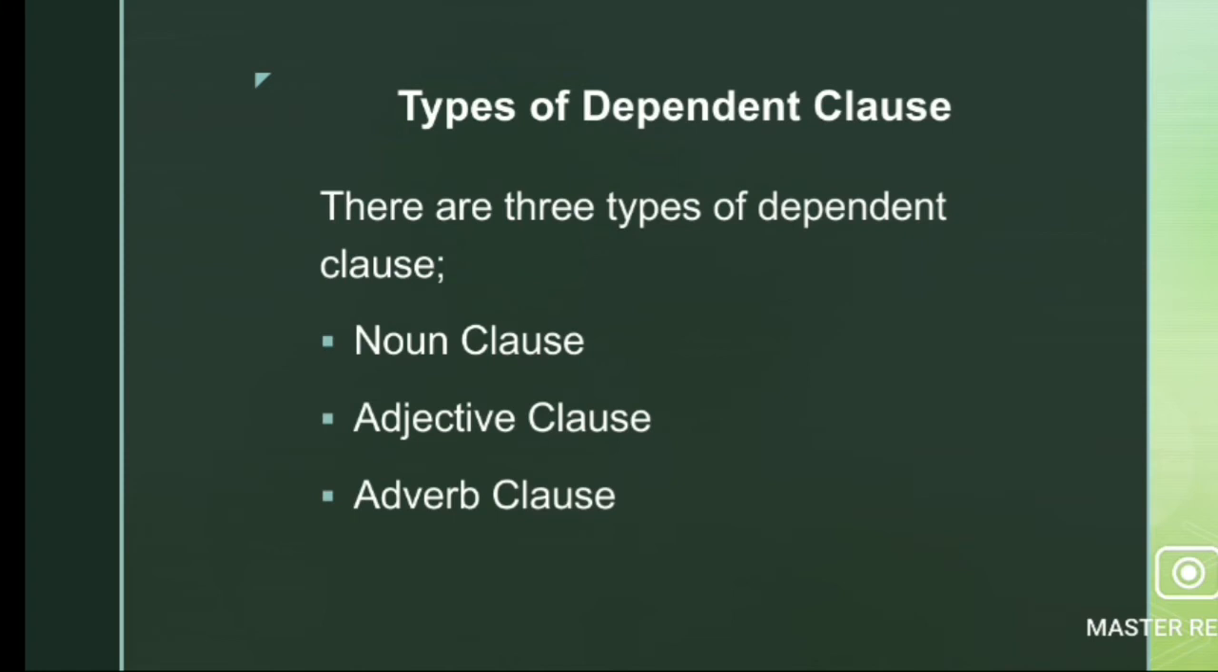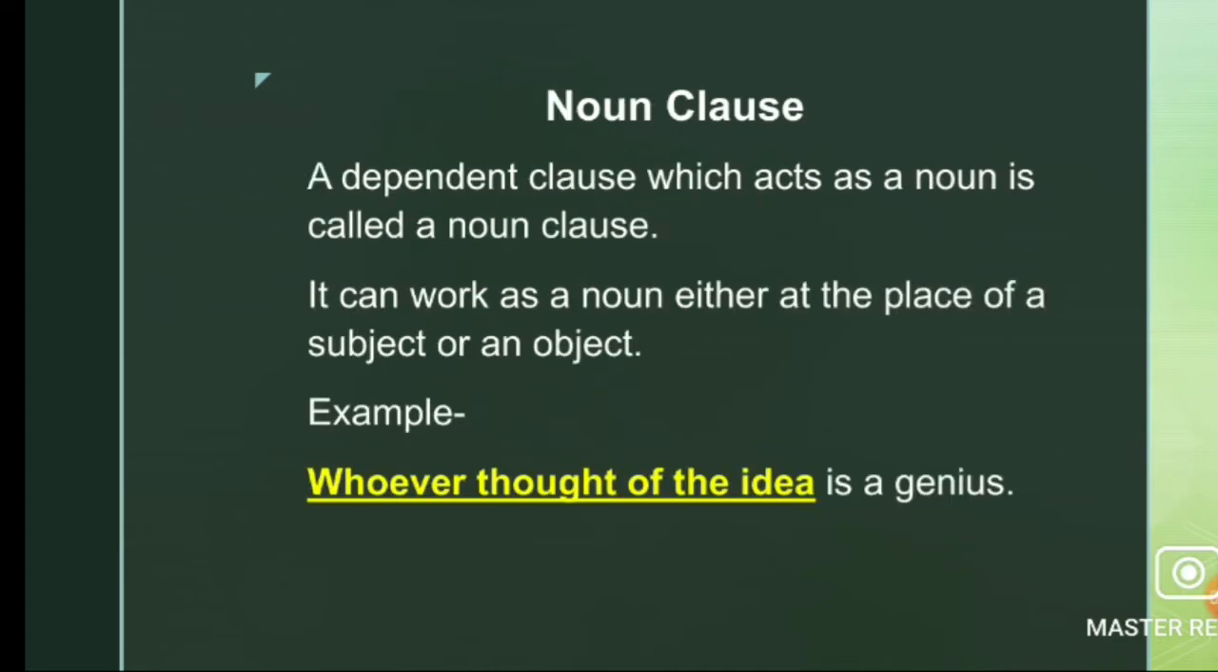Types of dependent clause. There are three types of dependent clause: noun clause, adjective clause, and adverb clause. Children, let's see noun clause. The clause which functions as a noun is called a noun clause. It functions as the subject, object, complement of a verb, the object of a preposition, or apposition to a noun.